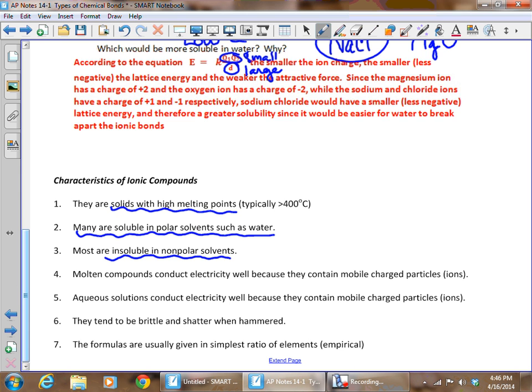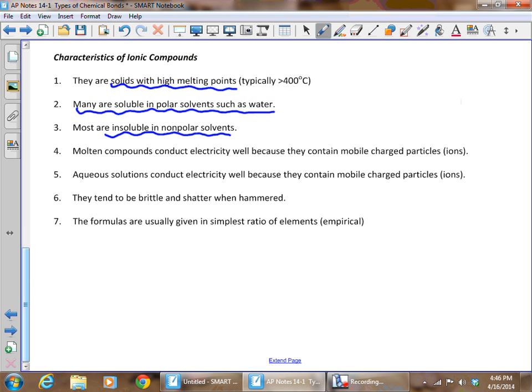So now, as far as conducting electricity, there's something that you need to remember, and that's mobile charged particles, MCP, mobile charged particles. That's what you've got to have in order to conduct electricity. If you don't have mobile charged particles, then you don't get electricity conducted. Now think about an ionic compound. It has tons and tons of charged particles. It's made up of ions.